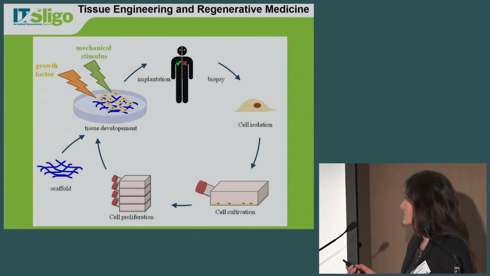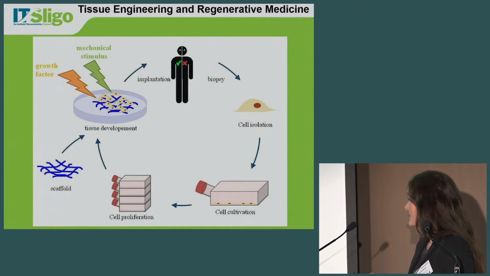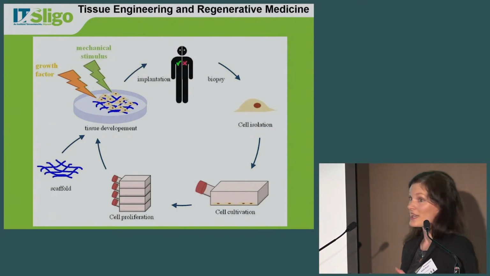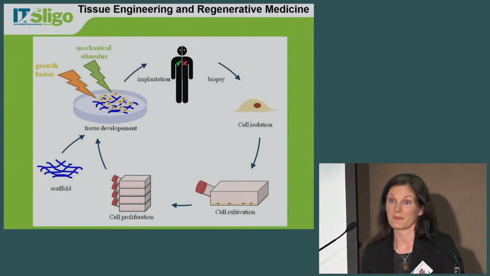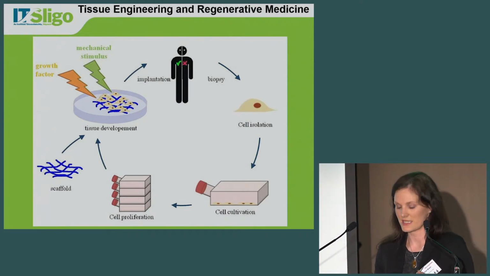So how it works is that a patient would undergo a biopsy. Their cells would be isolated, cultivated, seeded onto what's called a biomaterial scaffold, and then given the right stimulus in a lab so that it becomes an organ. So it's very complex, very research heavy, and it's real cutting edge.